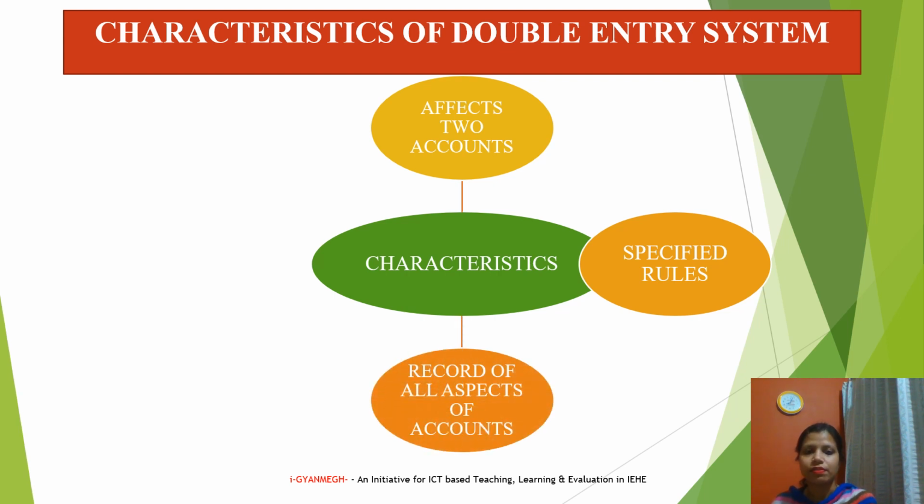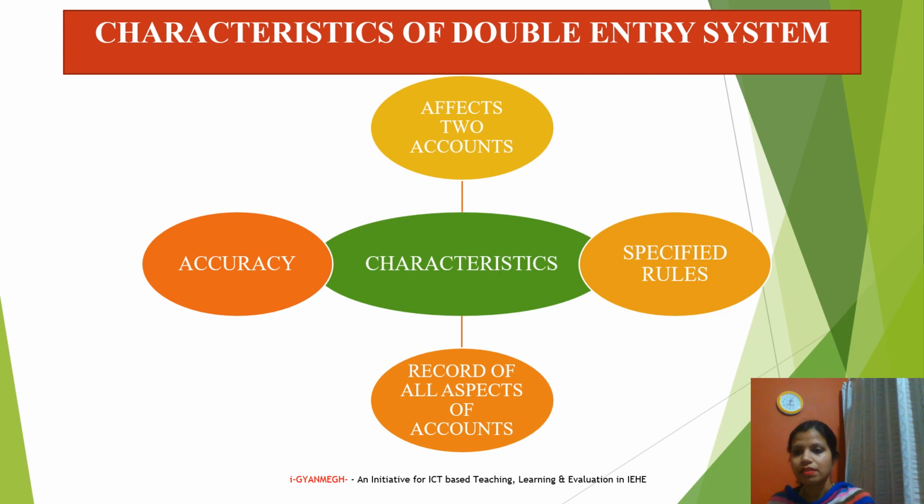Now next characteristic is record of all aspects of accounts. Double entry system is the method which records all aspects of accounts, that is, personal and impersonal accounts both. Now next characteristic is accuracy. Double entry system is the system with the help of which we can maintain our arithmetical accuracy in a much better way.